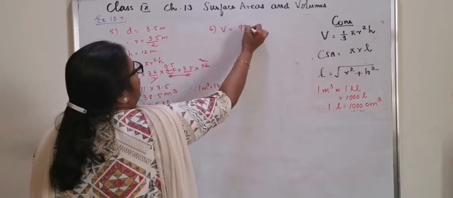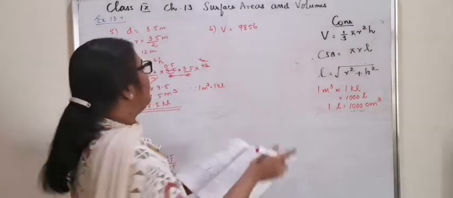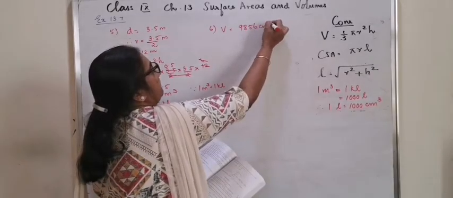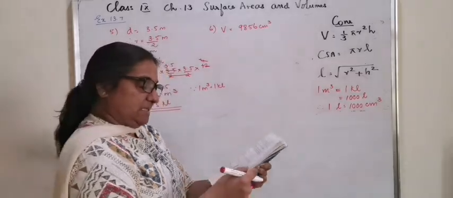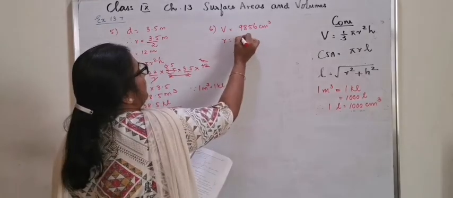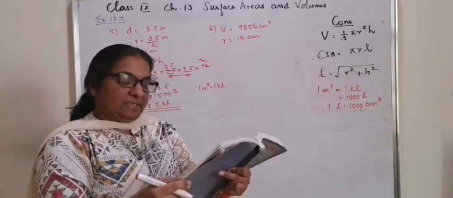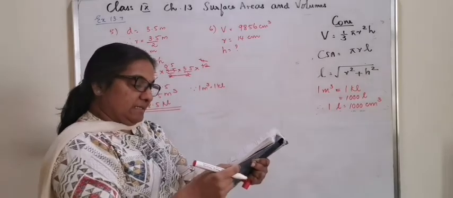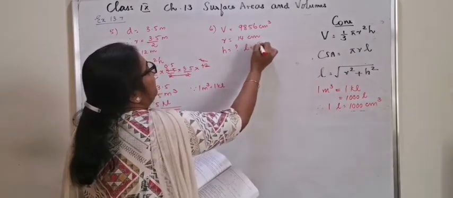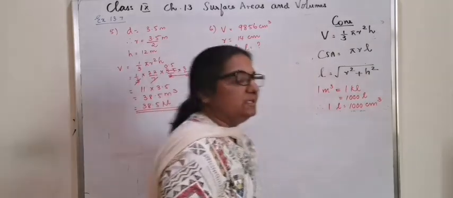Number 6. The volume of a right circular cone is 9,856 centimeter cubed. If the diameter of the base is 28 centimeter, that means the radius is 14 centimeter, find the height of the cone, find the slant height of the cone, and find the curved surface area of the cone.